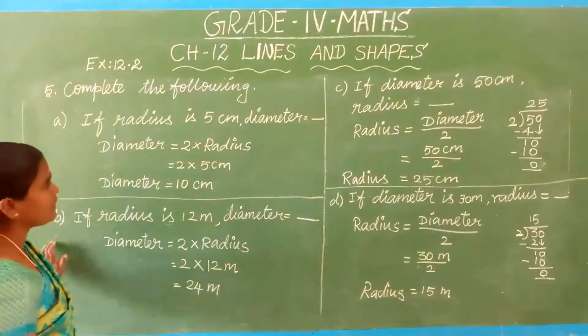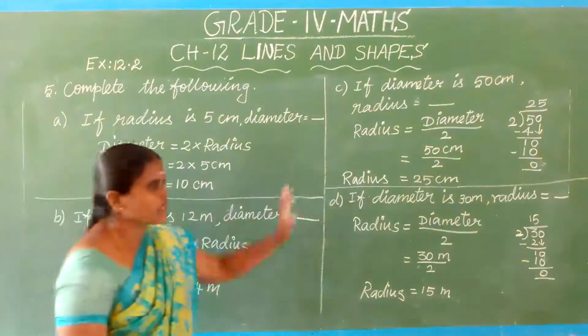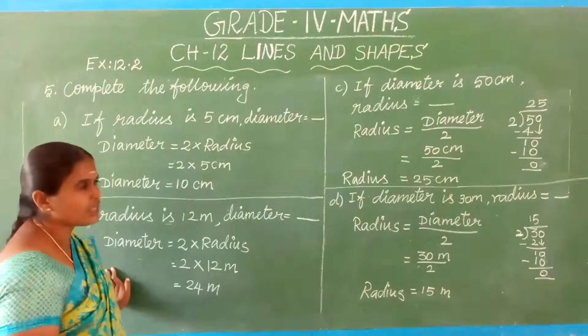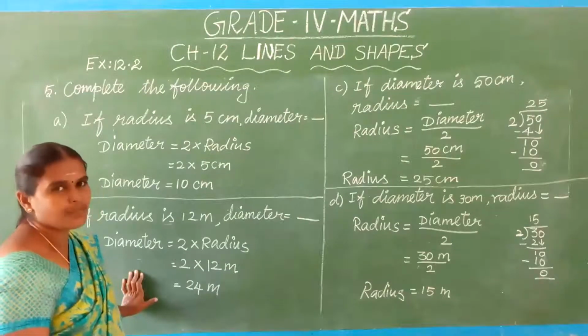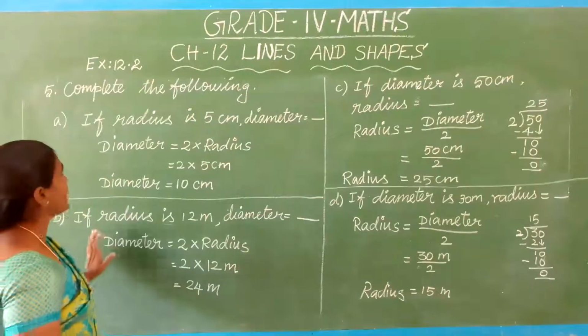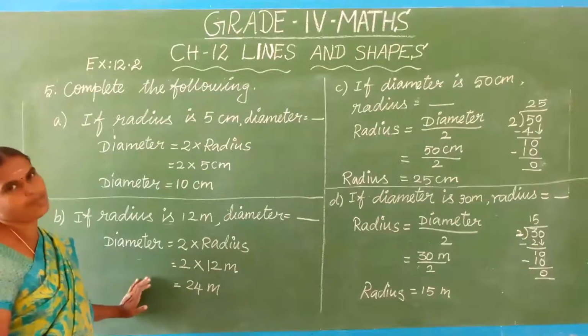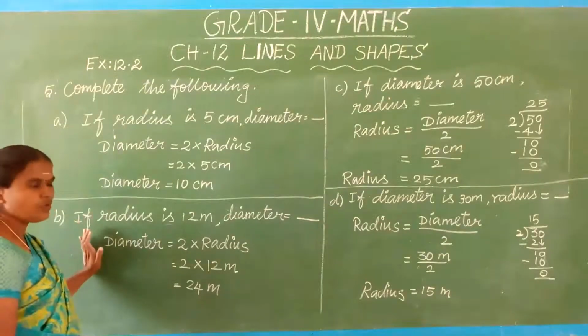So A, B, C, D, copy in your class note. This division, write from the column side. So next concept, symmetry. That is, we do not need to focus on it right now. We will study the symmetry concept. Okay. So exercise 12.2 completed. Chapter 12 also completed. Copy in your class note.